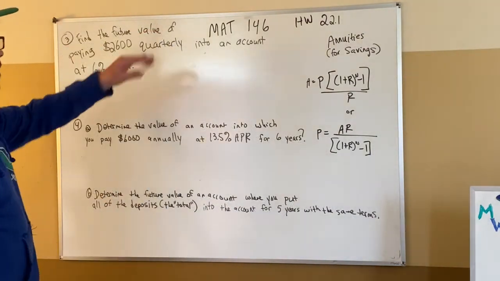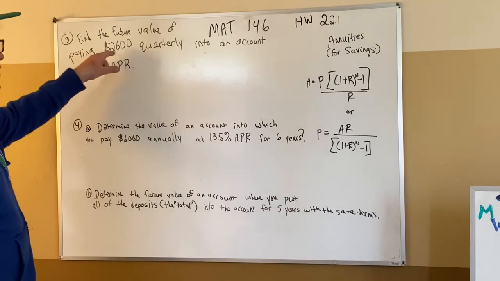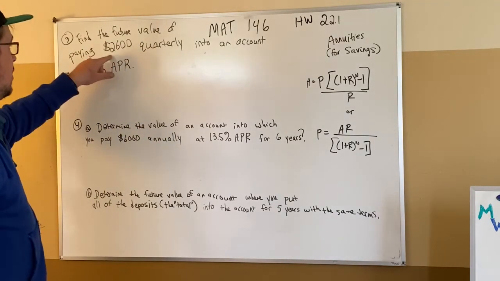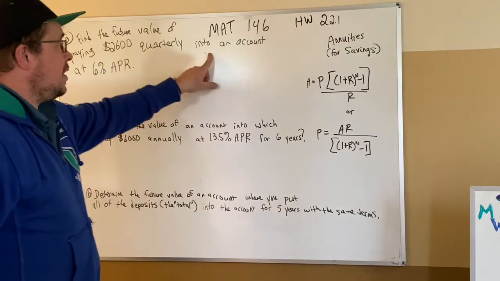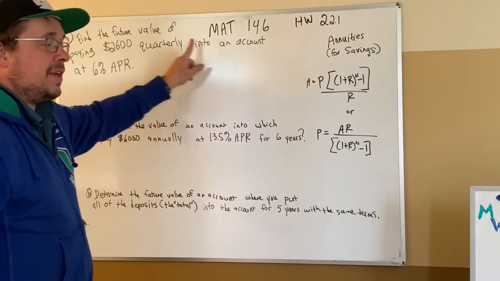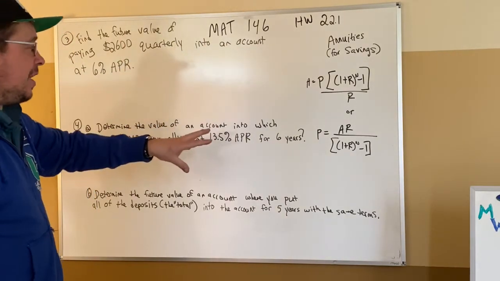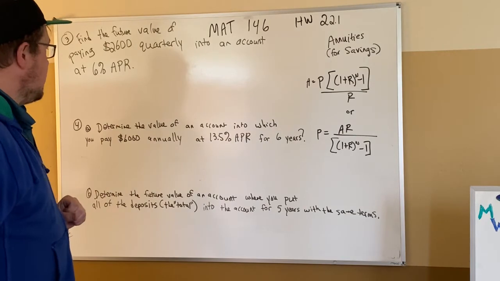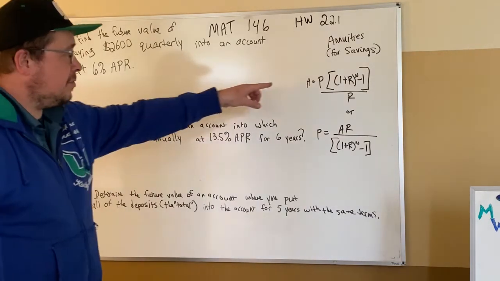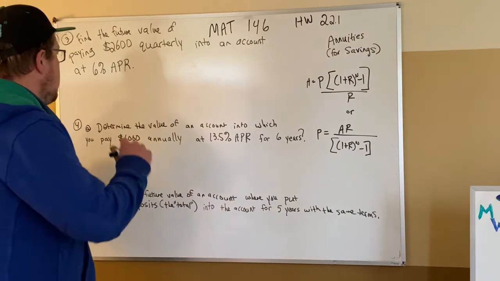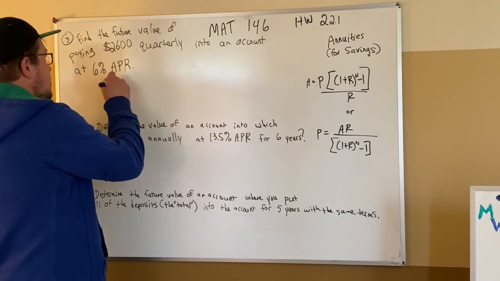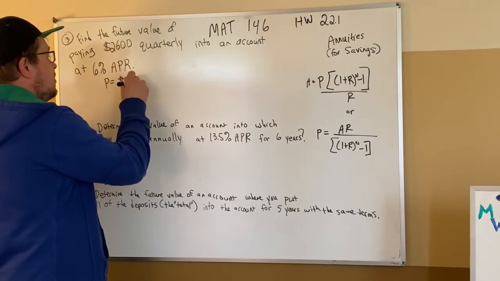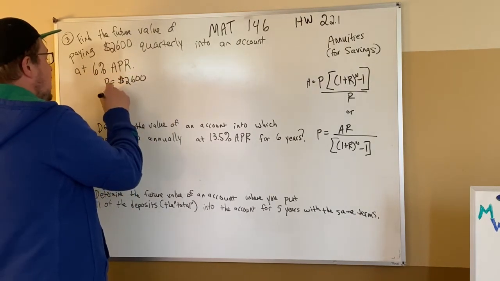Okay, we're going to now find the value of problem 62, the future value of putting $2,600 quarterly into an account. That account is an annuity. You're making deposits to an account over time at 6% APR. We want to find the value of the account, so we're going to use this formula. That means we need to know what P is. What's the payment? How about $2,600? That's good.